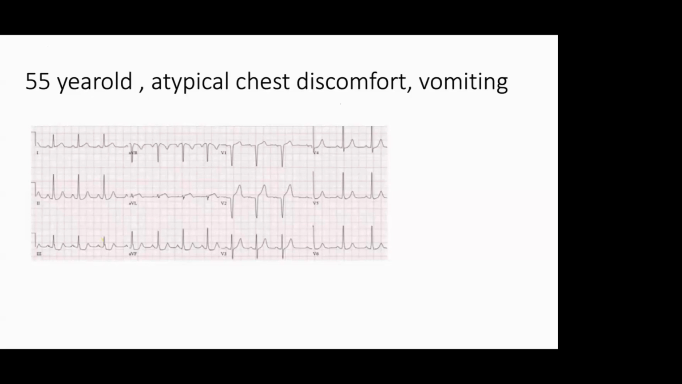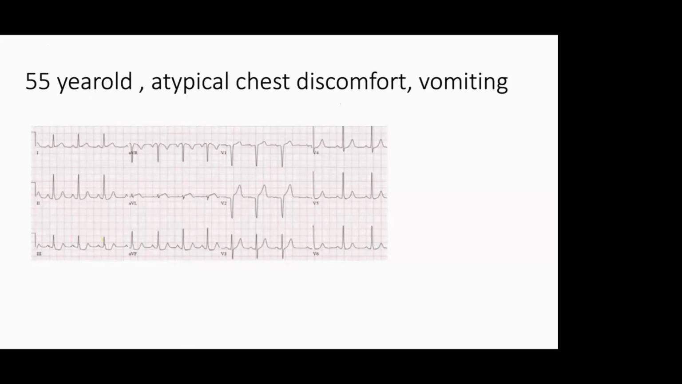ST depression in inferior leads. Yeah, that's there. Are you seeing any ST elevation anywhere? ST elevation in AVL. Lead 1 and AVL we are seeing, and in V2 also we are seeing loss of R wave, Q wave in V2. This is classical of diagonal occlusion: lead 1 AVL ST elevation, inferior ST depression with Q in V2.